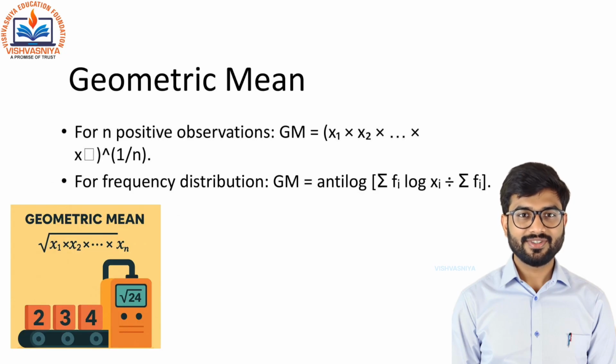Second is the geometric mean. It is defined as the nth root of the product of n positive observations. In words, multiply all values together and then take the nth root. For a frequency distribution, we use logarithms. The geometric mean equals antilog of the sum of frequency into log of value divided by sum of frequencies.